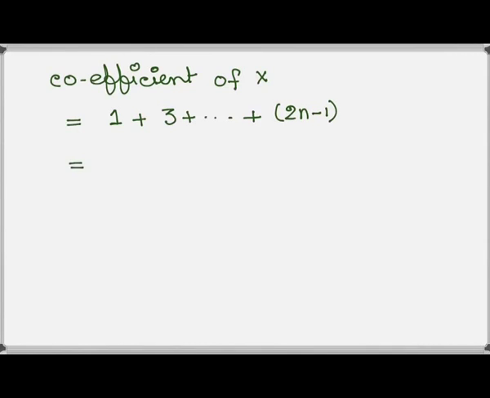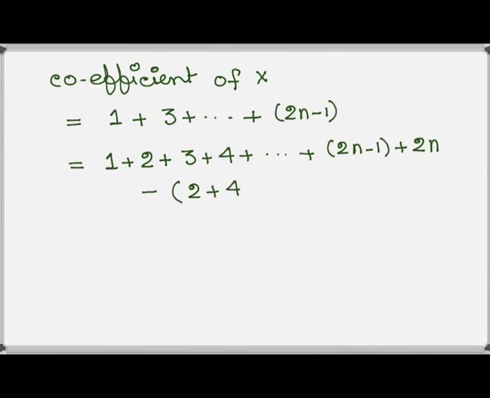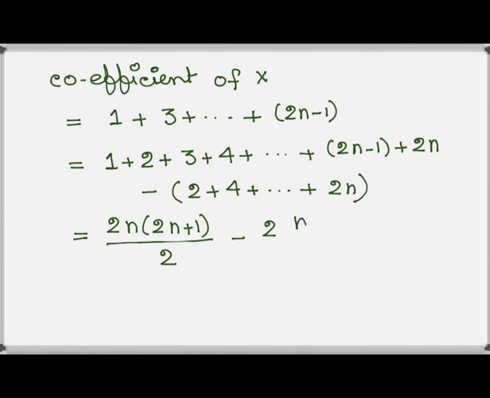Now for summing it, let us add 2 plus 4 up to 2n, and then we subtract what we have already added, 2 plus 4 plus so on so forth up to 2n. So this is nothing but 2n into 2n plus 1 divided by 2 minus, if we take 2 out here, then this is n into n plus 1 divided by 2.